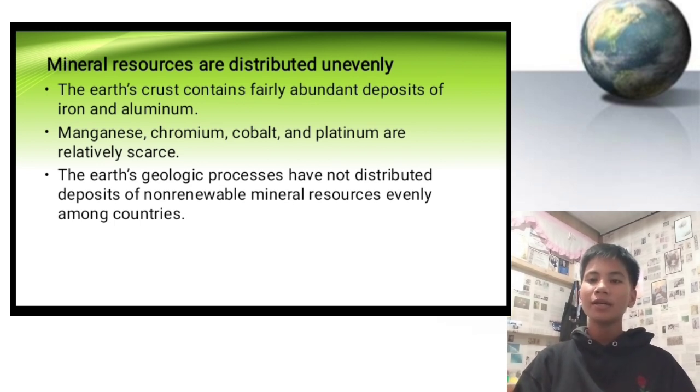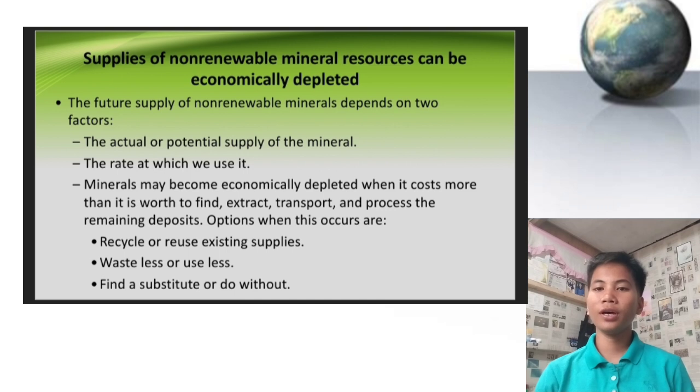So, the Earth's crust contains fairly abundant deposits of iron and aluminum. Manganese, chromium, cobalt, and platinum are relatively scarce. The Earth's geologic processes have not distributed deposits of non-renewable mineral resources evenly among countries. So next one, supplies of non-renewable mineral resources can be economically depleted.